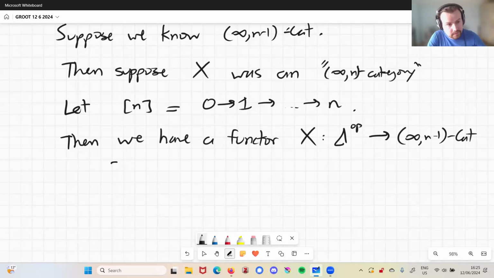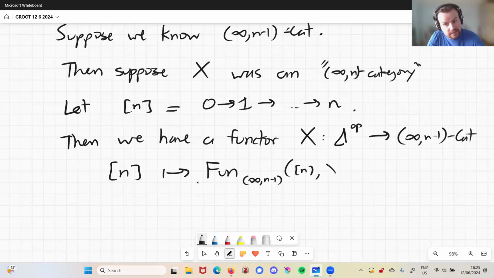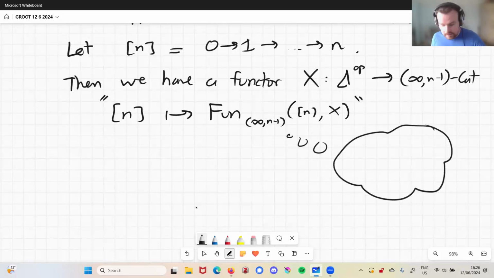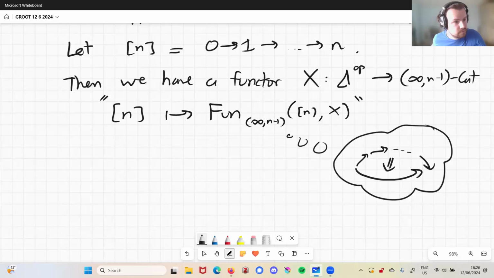What we're going to do is send n, this chain of length n, to the infinity n minus 1 category of functors from n into X. This is our interpretation. Now, as part of this interpretation, these are weak functors, right? So an element of this would be in X a chain of n morphisms together with a composite and some isomorphism witnessing the composition.